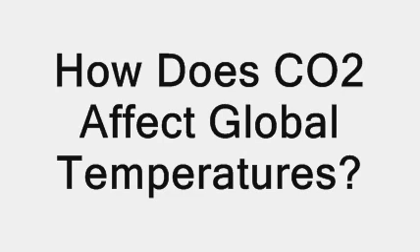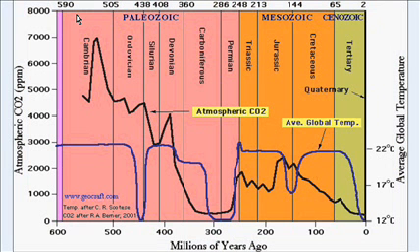Okay, so how does CO2 affect global temperatures? Let's see how that really does work. If we look here, here's a graph going back 600 million years, and it shows both temperature and CO2. The blue trace here is temperature, and the black trace here shows the level of CO2. So here is the amount of CO2 in parts per million, and this shows the temperature in degrees Celsius.